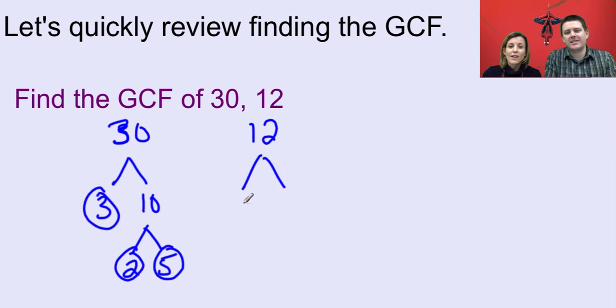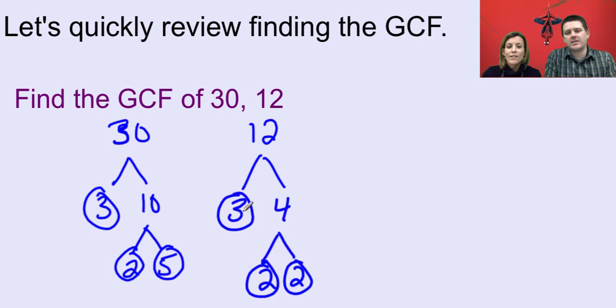2 times 5. So circle it. 3 times 4. 2 times 2. So they have 1, 2 in common. I'll circle the common factors in different colors. 1, 2, 3 in common. And 3 times 2 is 6. So that's one way to do it.